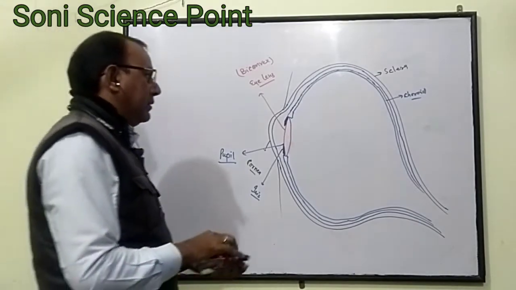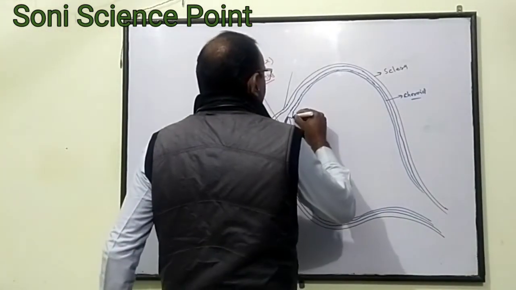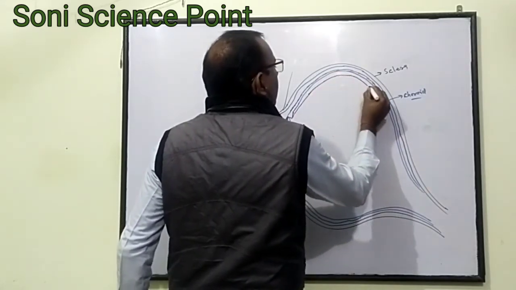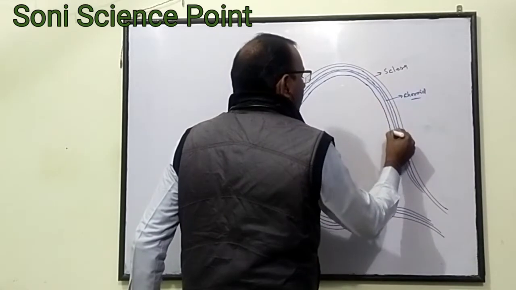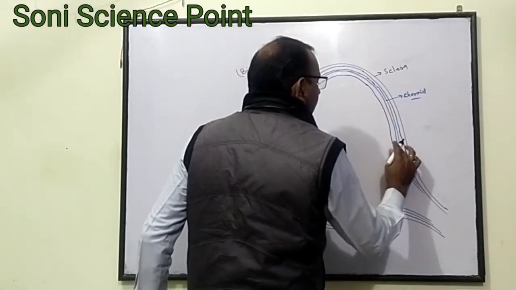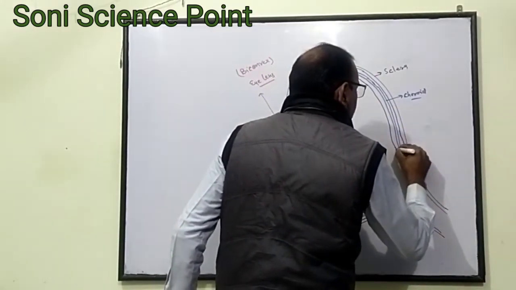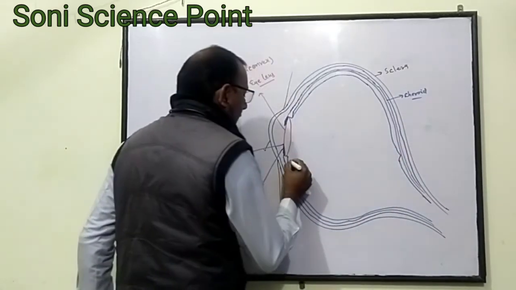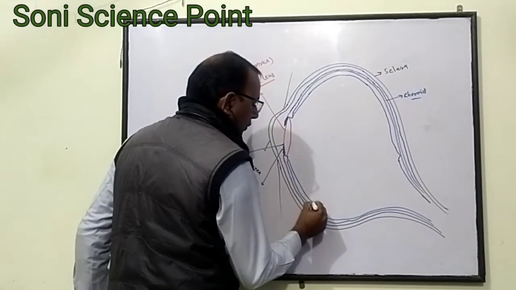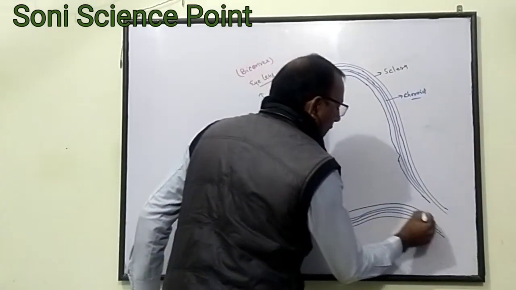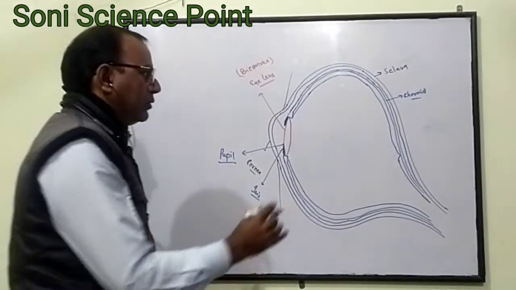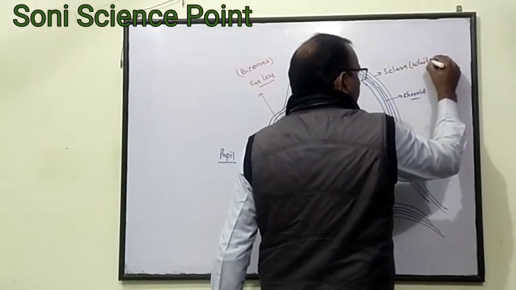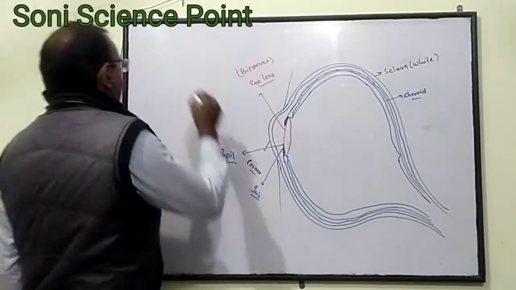And the third layer is called retina. The innermost layer is called retina. So we can see that there are three layers of the human eye which protect the human eye. The outermost layer is called sclera, which is white in color. It is made up of hard connective tissue.